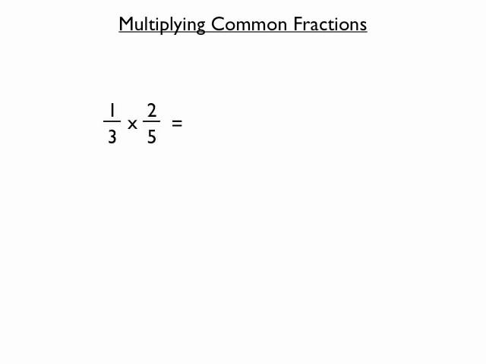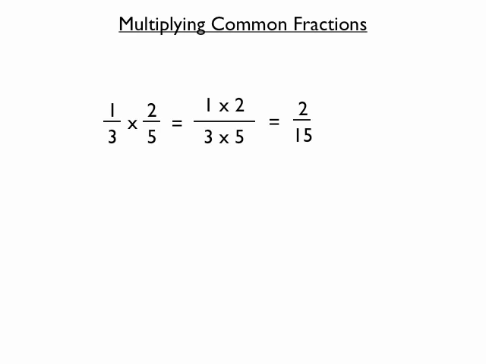Let's do another example. To multiply 1/3 times 2/5, we again multiply the numerators and the denominators separately. For the numerators, we have 1 times 2, and for the denominators, we have 3 times 5, so the answer is 2/15.